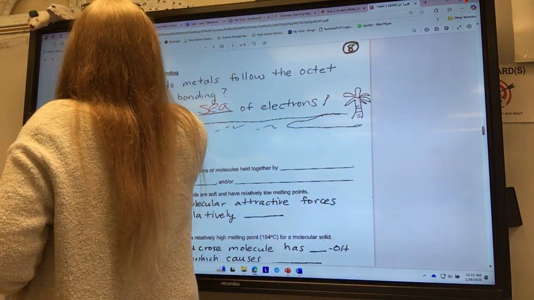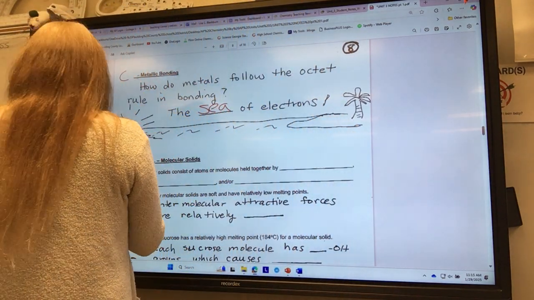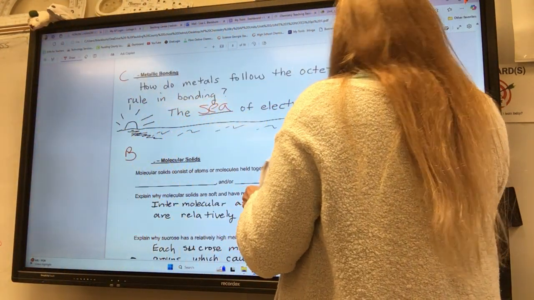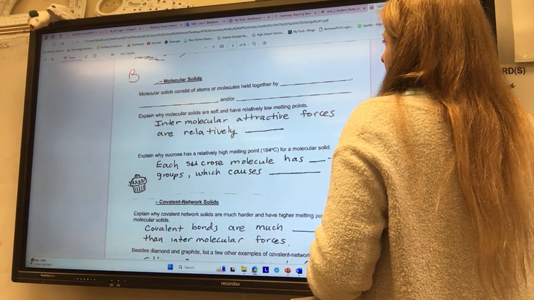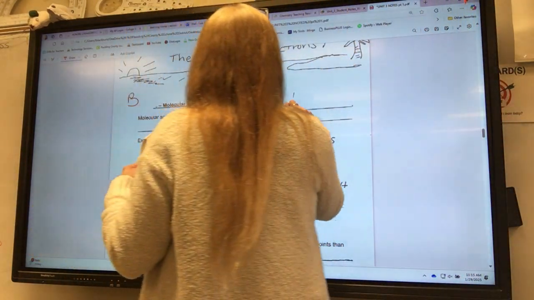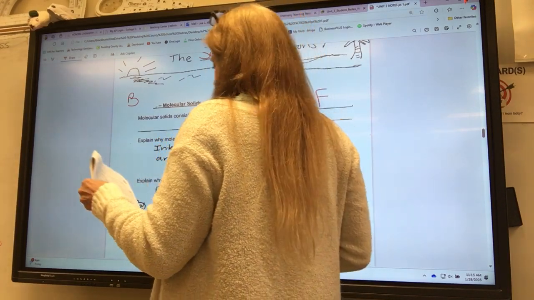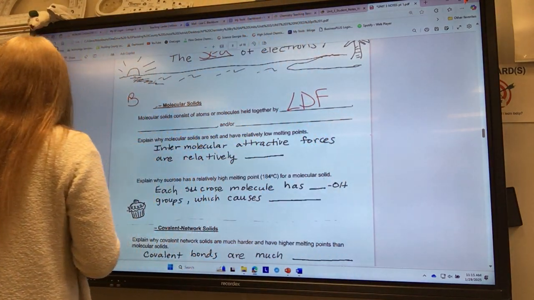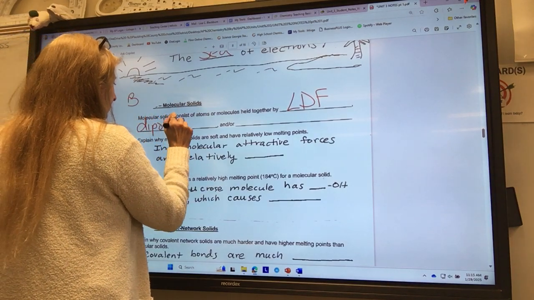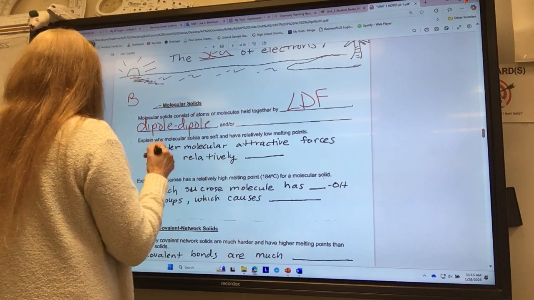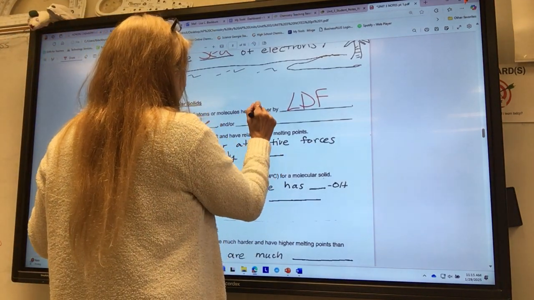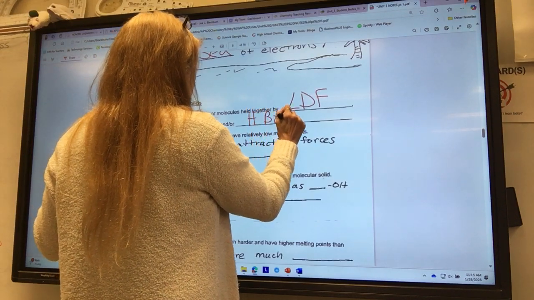All right, so next, molecular solids. We're sort of going back to B again, because we want to talk a little bit more about molecular solids. Molecular solids consist of atoms held together by London dispersion forces. Remember, everybody gets those. And they can have dipole-dipoles, as they are held together. And they can have hydrogen bonds.